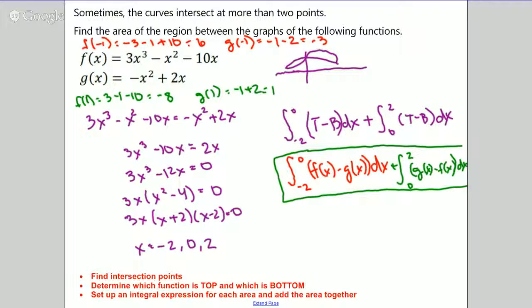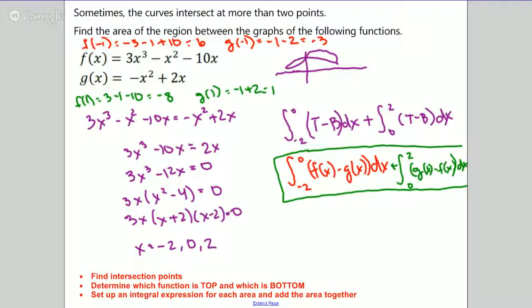All right, so I have kind of the directions of what we did on the bottom here. First, find the intersection points. How do we do that? We set f and g equal to each other and determine which function is top and which is bottom. You will have to do that for each integral you have. So if you have more than one integral, you're going to have to do that more than once. Then set up an integral expression for each area and add the areas together.